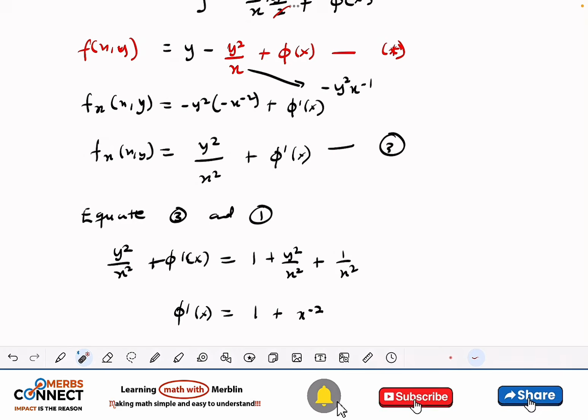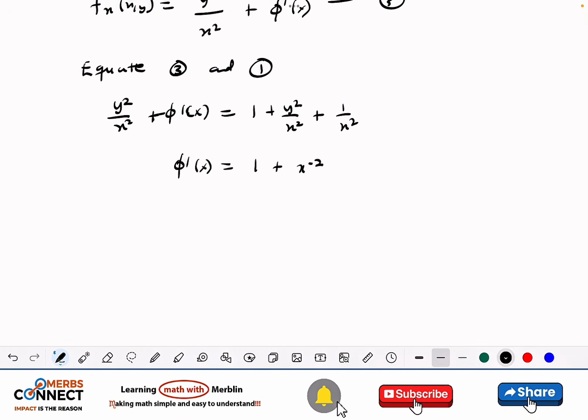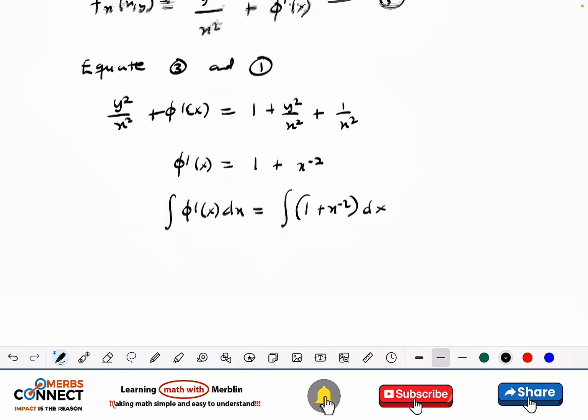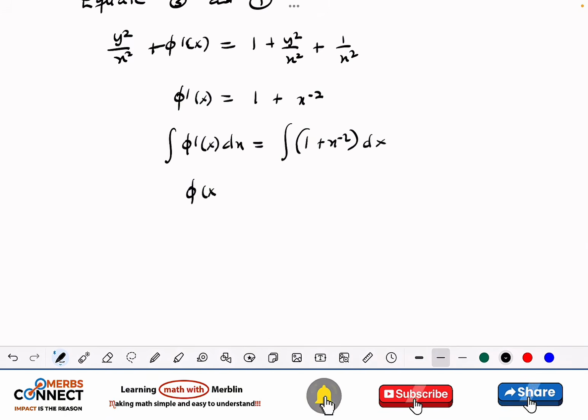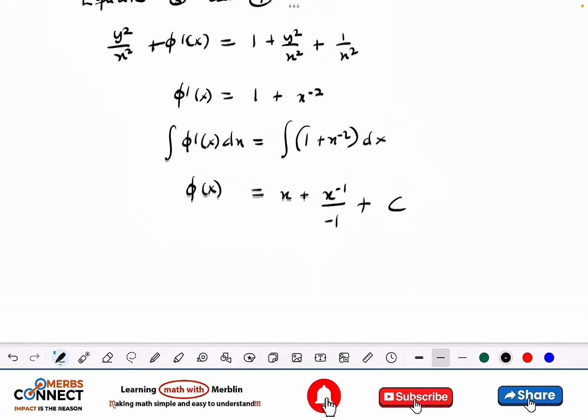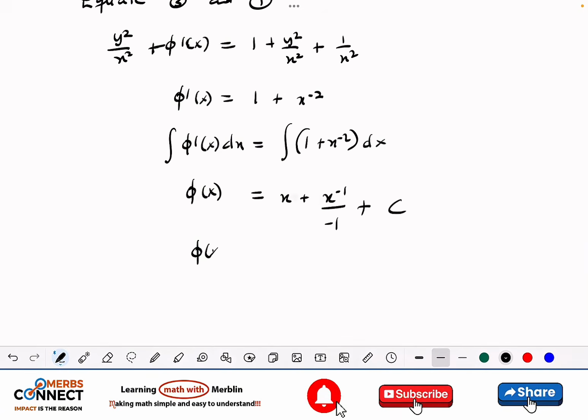Then from the equation star, we need phi of x. So we need to integrate this with respect to x. So what do we get? When I integrate 1 with respect to x, I get x, plus minus 1 divided by minus 1, so add plus 1, then minus 2 plus 1. Then this is in terms of only one function, so I add c. So I'm going to have phi of x to be equal to x minus 1 over x plus c. Let me call this equation 4.